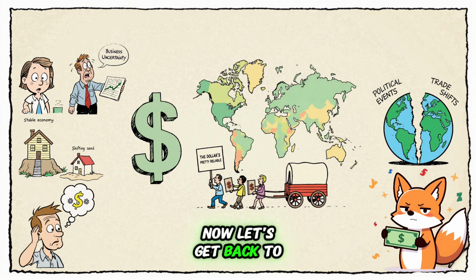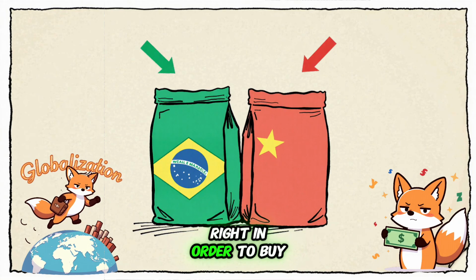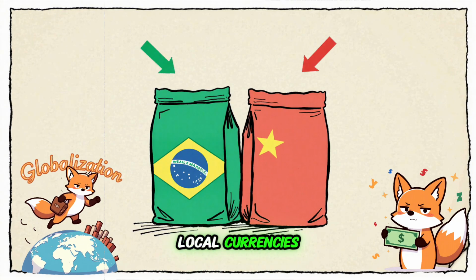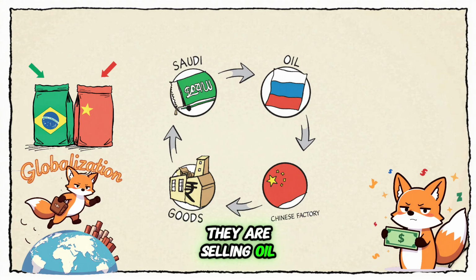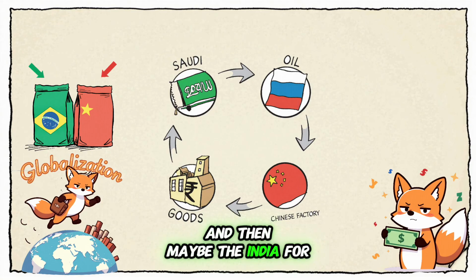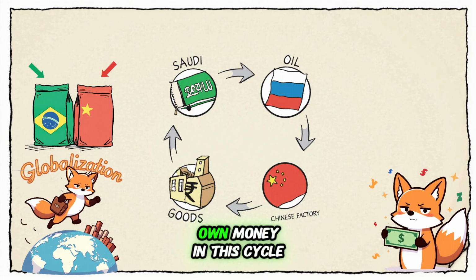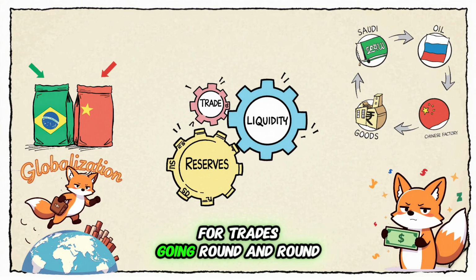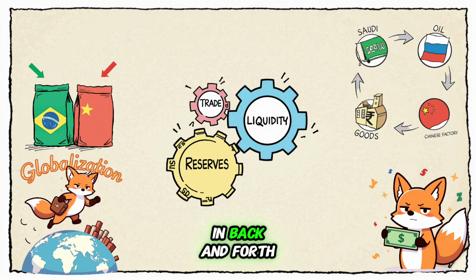Now let's get back to the globalization part again. You see, different countries export different stuff, right? In order to buy their goods, you need to have their local currencies to complete the deal, right? Now imagine Saudi Arabia, selling oil. They could use their own currency, the Saudi riyal, or the Russian ruble for Russian oil exports, maybe the Indian rupee for their trades, and then China with the yuan for goods. At first, everyone is just using their own money in this cycle for trades, going round and round.